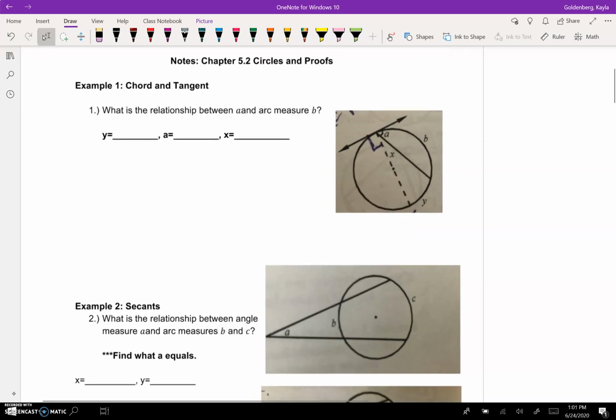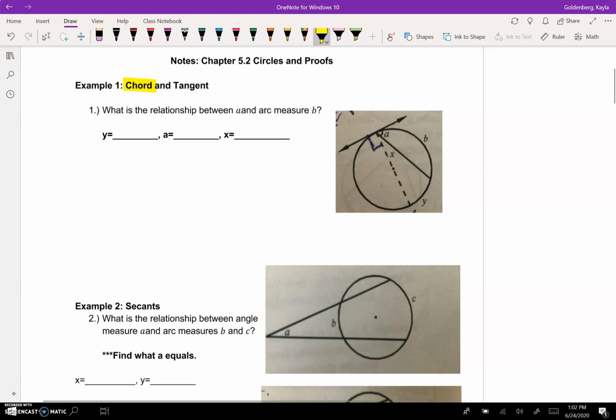So the first example is asking what is the relationship between a chord, so here, and a tangent. And by tangent we mean, when you have this line that's tangent to the circle, we're kind of asking ourselves how do those interact with each other, having them on the same diagram.